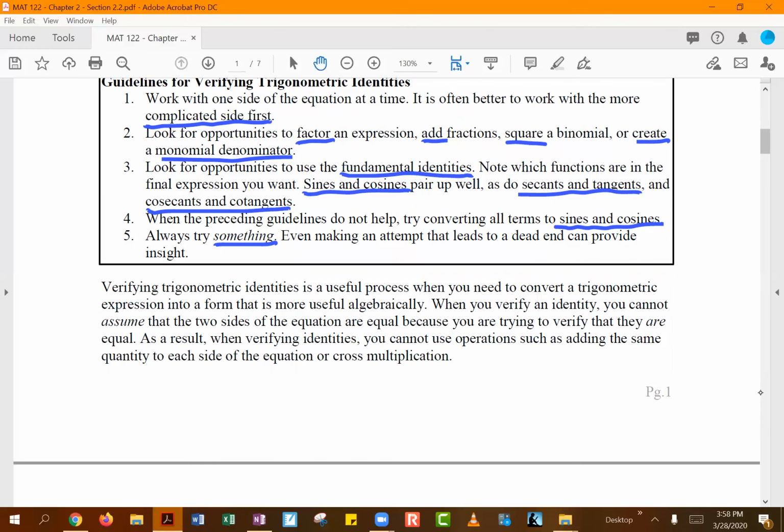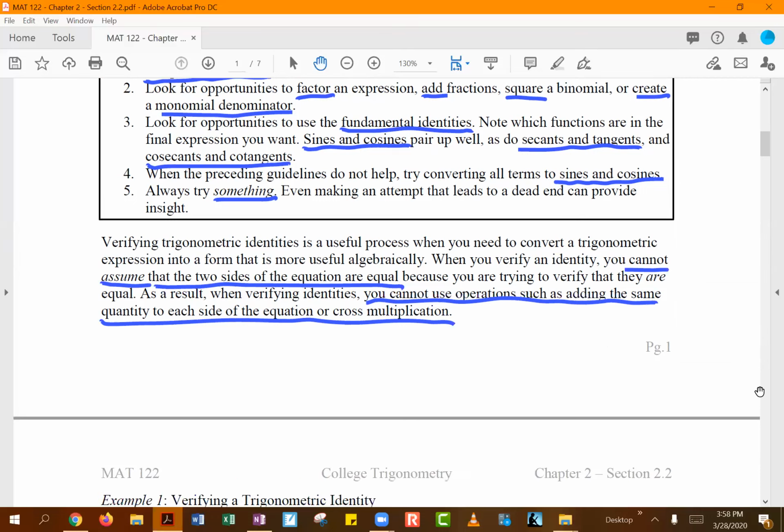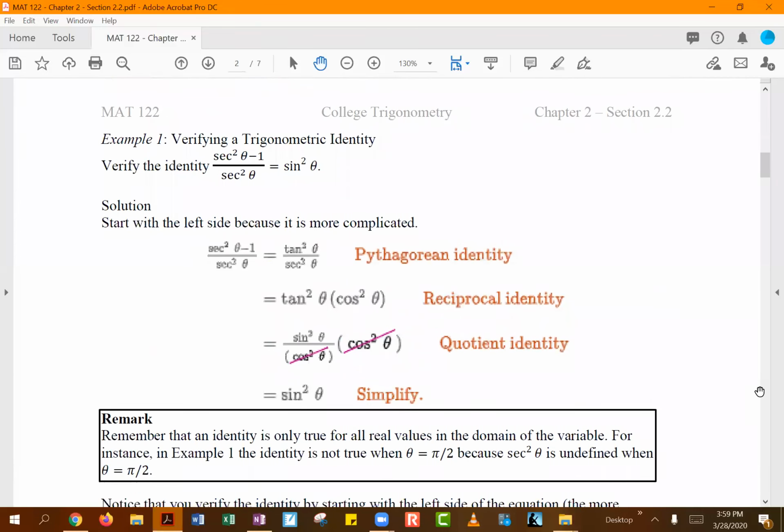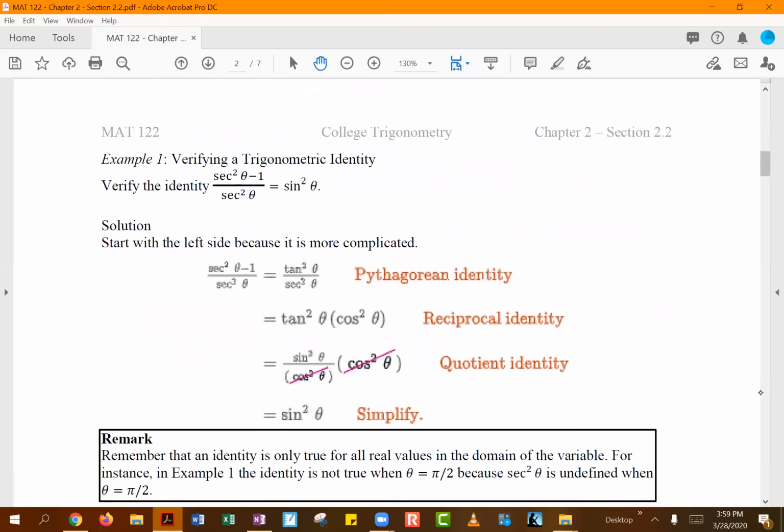They're saying when you're verifying an identity, do not assume. So you cannot assume that the two sides of the equation are equal. This is very crucial because the idea is you are trying to verify that they are equal. We don't know that they are equal. That means you cannot use operations such as adding the same quantity to each side, or trying cross multiplication to show that the two sides will be equal to each other. So just keep in mind that you cannot assume that the two sides are equal when you're trying to verify an identity, okay? So let's take a look at how we can do these sorts of problems.